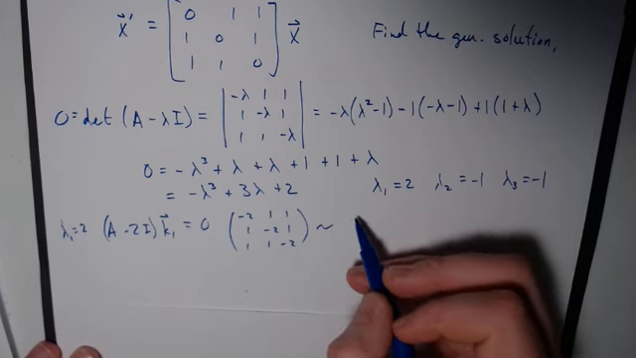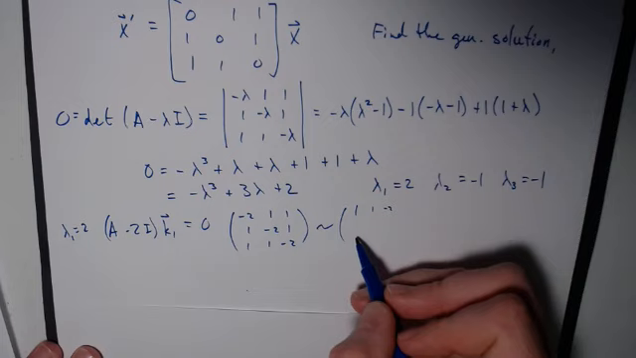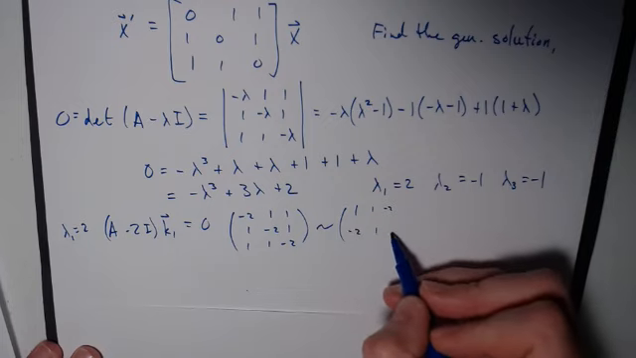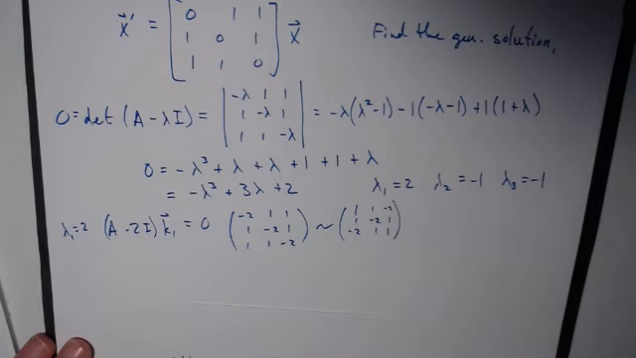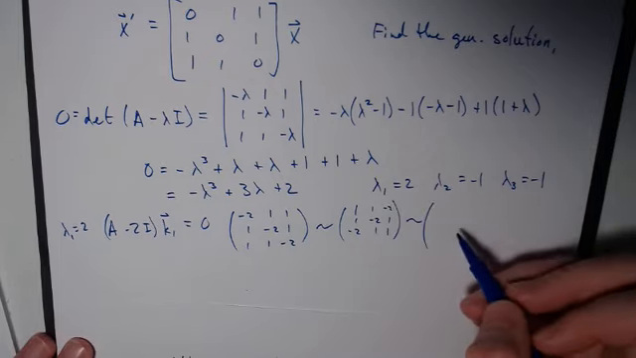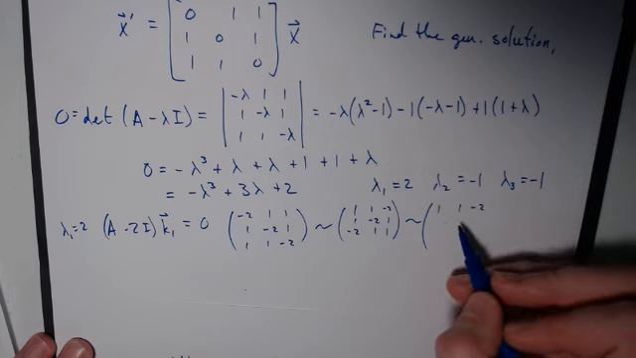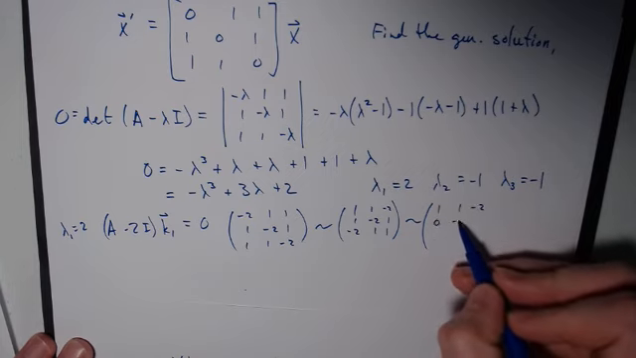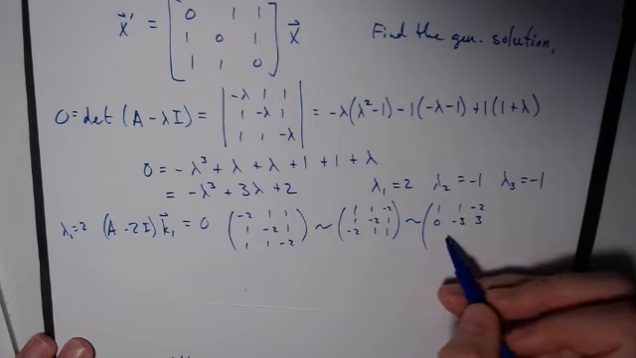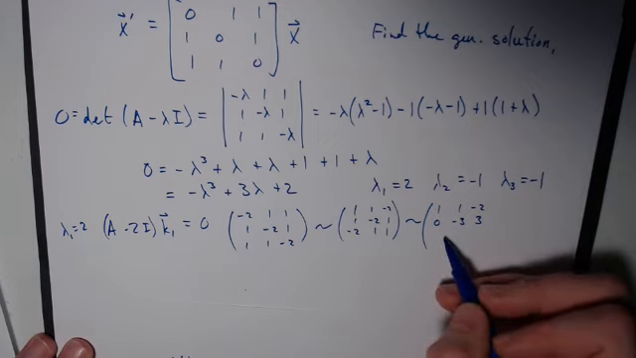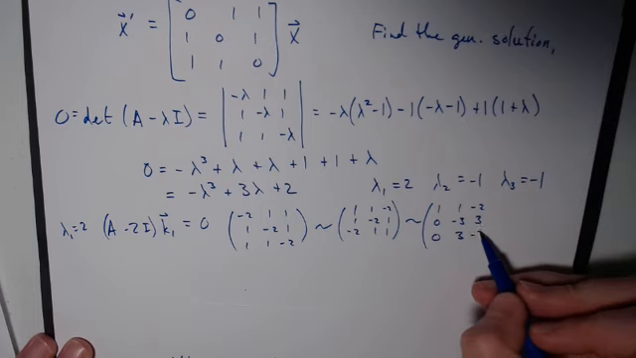And the easiest way to row reduce this, I'm going to flip the first and third here. -2, 1, 1, 1, -2, 1. I'm going to subtract row 1 from row 2. So that's 1, 1, -2. That'll be 0, -3, 3. And I'm going to add row 1 to row 3. So 0, 3, -3.